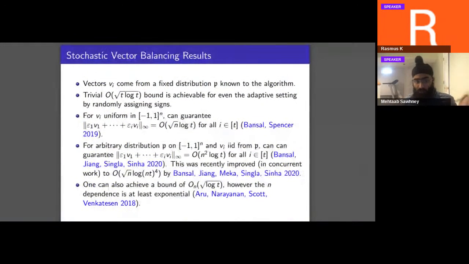And the works of Bansal, Jiang, Meka, Singla, and Sinha, where they got these log^4 type bounds. The one thing I did want to mention is that you can actually get a root log t bound, but you have to pay a very bad n dependence. It's super exponential in n, and this is a result of Aru, Narayanan, Scott, and Venkatesan.